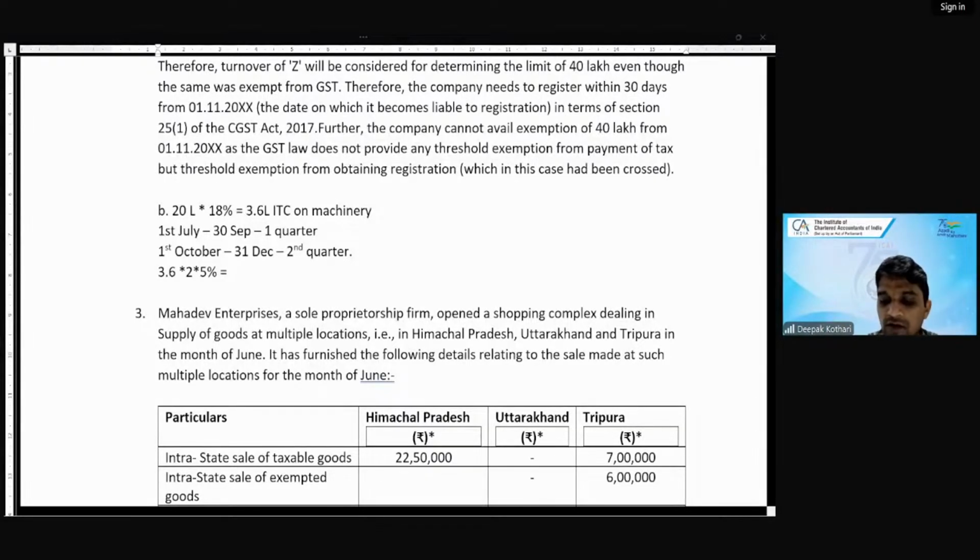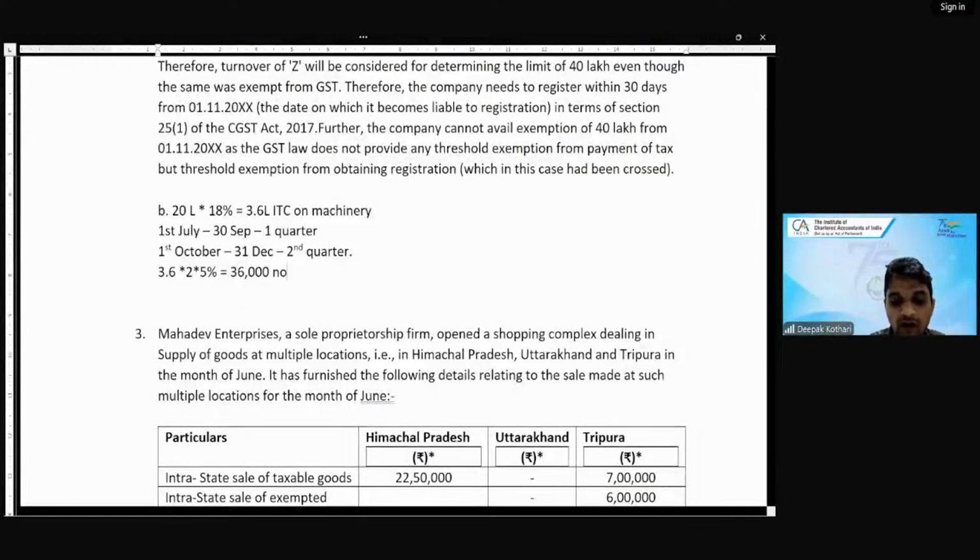$36,000 will go off, which is not claimable because during that period you were not registered or were not liable to pay taxes. So the balance, which is 3.6 lakhs minus, I mention this so that there is clarification, 3,60,000 minus 36,000, which is 3,24,000, is claimable.